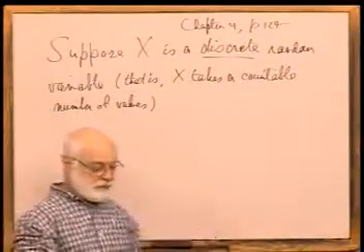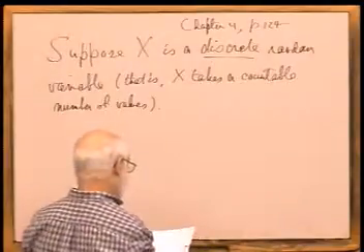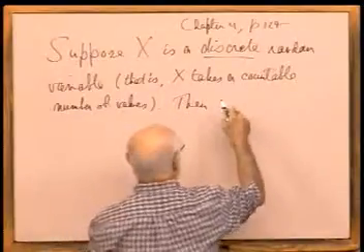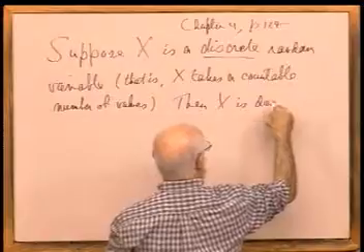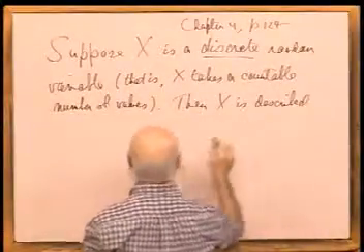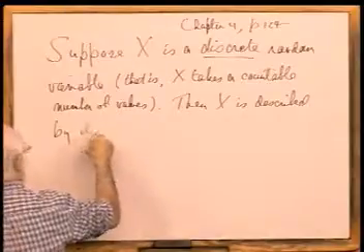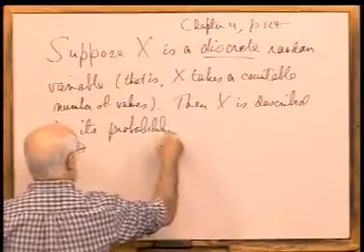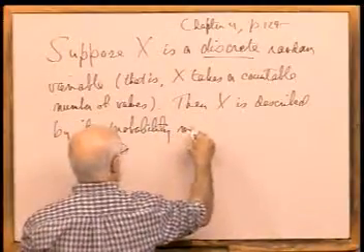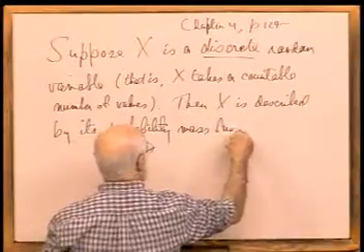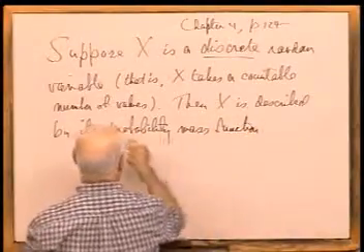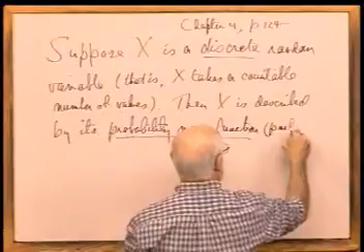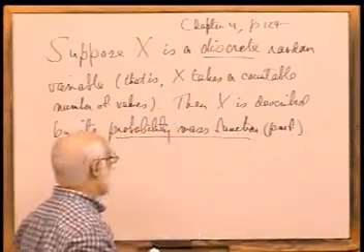So this is exactly what we've been doing. And in this case, we say that X is described, or it can be described, by its probability mass function. So now I'm making a formal definition of what we've been doing all along. Probability mass function, which is often abbreviated PMF. And this is on page 143.